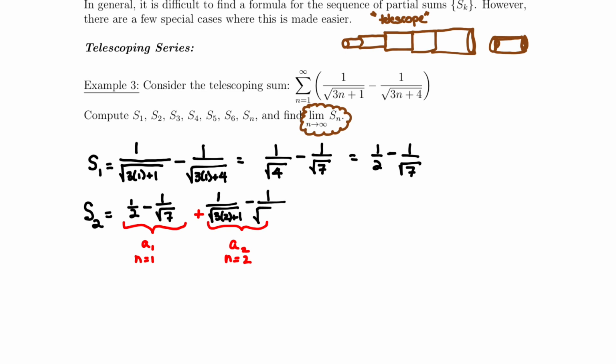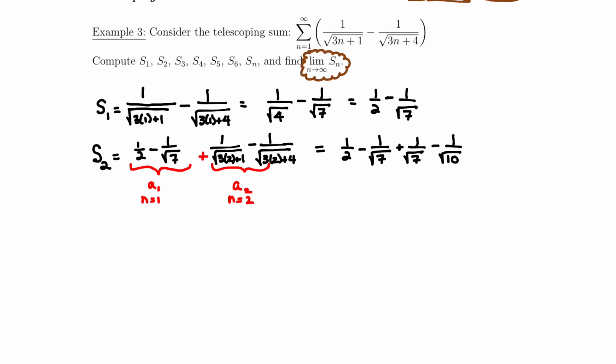And I have 1 over the square root of 3 times 2 plus 1, minus 1 over the square root of 3 times 2 plus 4. Or in other words, I have this series: 1 over, minus 1/7, plus 1/7, minus 1/10. Well, that's kind of cool. Do you see that the 1 over the square root of 7 cancels? Oh, that's kind of nice.